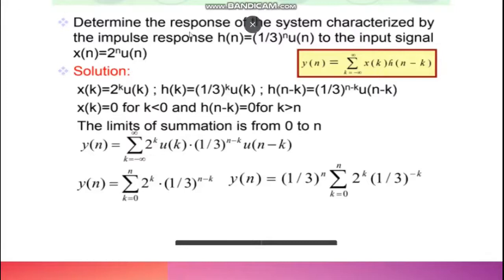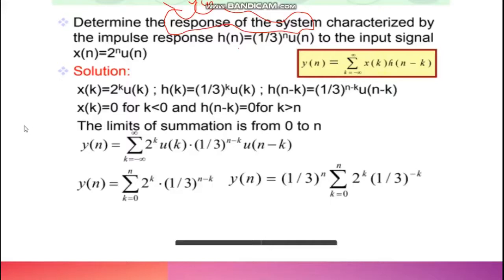So, determine the response of the system that is characterized by the impulse response h of n and the input signal x of n, which is equal to 2 to the power n u of n, and the impulse response h of n is equal to 1 by 3 whole to the power n u of n. Now, determine the response of the system. Now, what do you mean by response of the system? The response of the system means you have to find y of n, right?